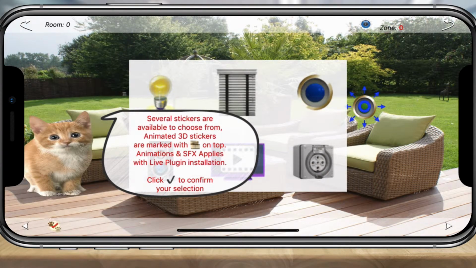Several stickers are available to choose from. Animated 3D stickers are marked with a golden film strap watermark on the top left corner. Animations and sound effects are included with the Live plugin. Make sure it is installed. Select a sticker, and click the Correct button below to confirm your selection.